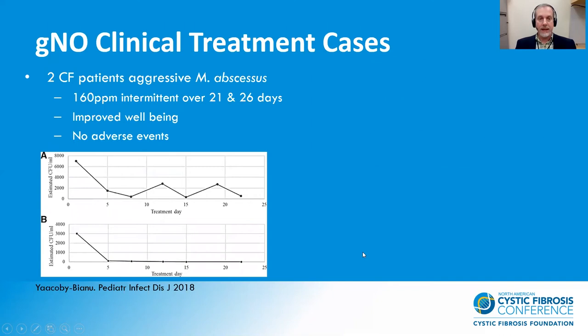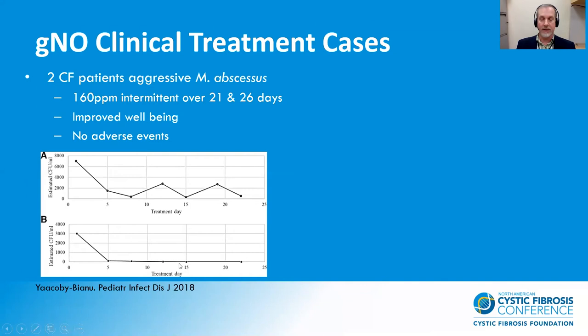There have been clinical studies and reports of two CF patients who were treated with gaseous nitric oxide delivered in the hospital by tanks and a blender system through a tight-fitting mask. In these two patients, they both had, quote, aggressive M. abscessus. They were treated with intermittent pulses of 160 parts per million over 3 weeks and noted improved well-being with no significant adverse events. And looking at a derived CFU from quantitative PCR, there was a reduction in the amount of M. abscessus in both patients.